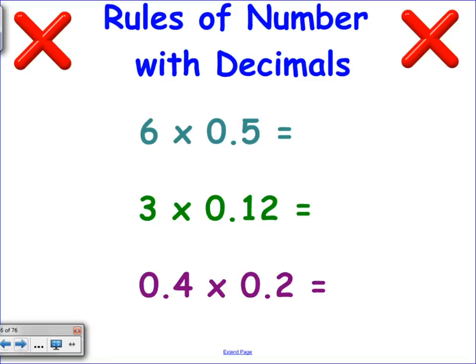Right, let's go on to the fun stuff. Let's multiply with decimals. Anyone got a technique for multiplying with decimals? Anyone know how to multiply with decimals?